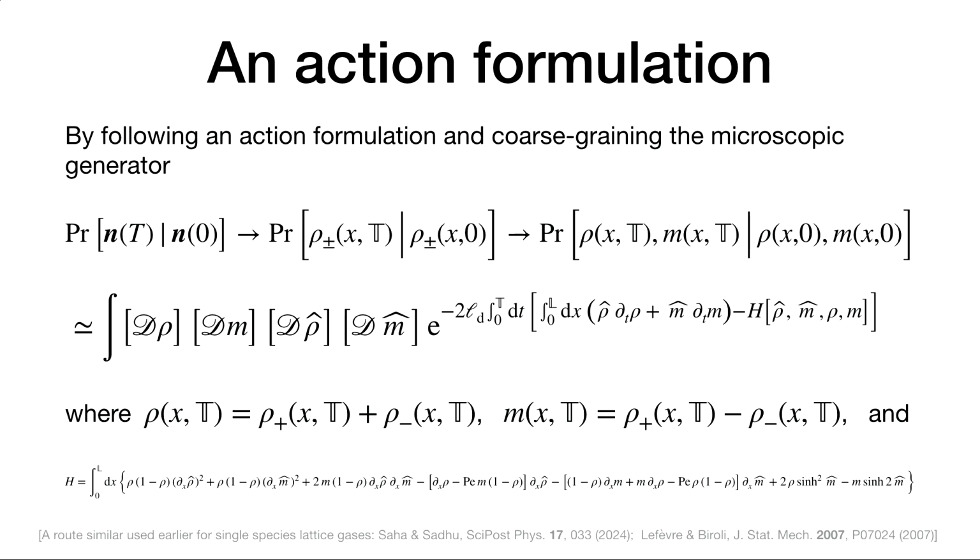Then you go to continuous variables, these hydrodynamic variables, and you can either write rho plus and rho minus, or write in terms of rho and m. When you go through this, you will find some action like that, where the Hamiltonian will be given by something like that. Don't worry about the exact expression of the Hamiltonian, but basically you start with the microscopic model, assume local equilibrium, and go through this. These are procedures people have earlier used for other processes.